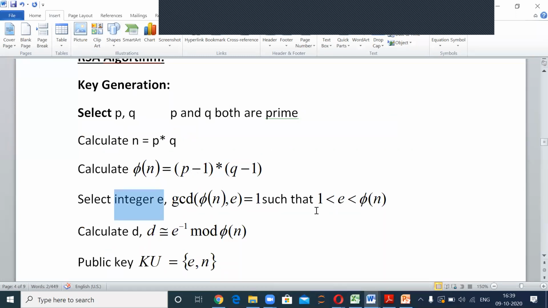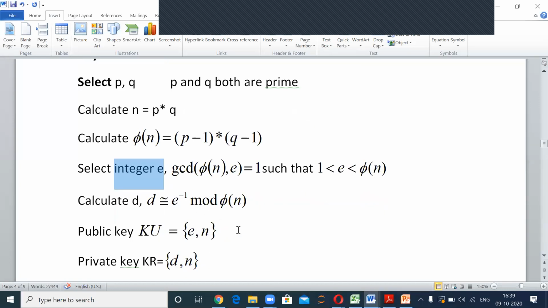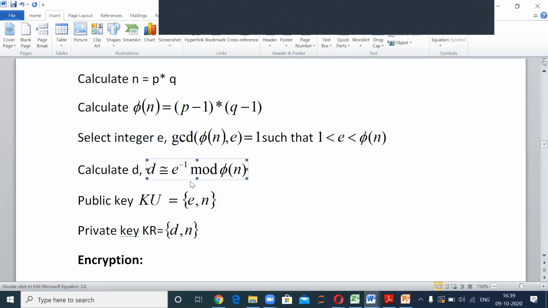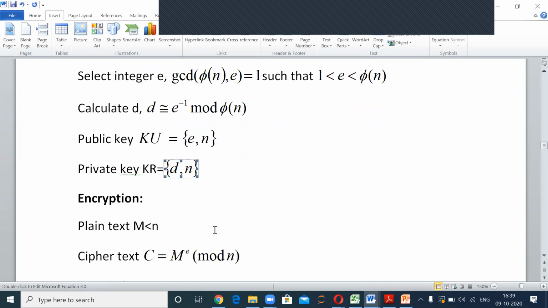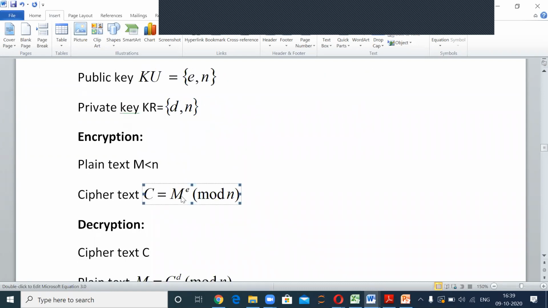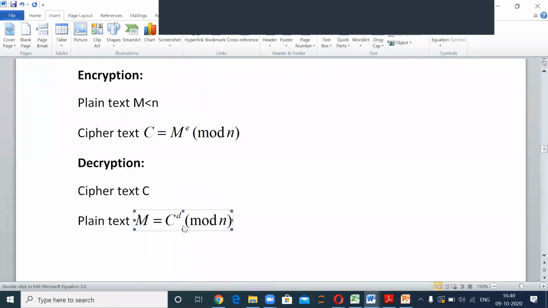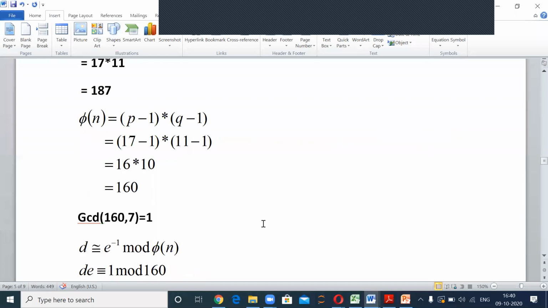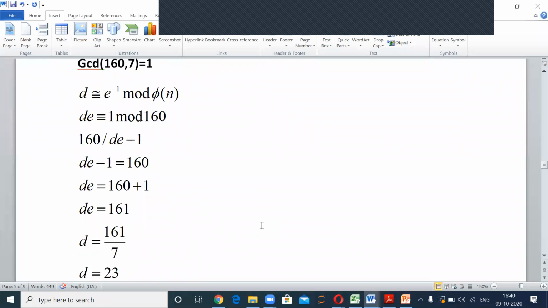That integer E is chosen between 1 and phi of N, and also the GCD of phi of N and E is 1. We can calculate D using this formula. These are the public key components and the private key components. Encryption is calculated using the formula C equals M power E mod n. Decryption is calculated using the formula M equals C power D mod n. This is a brief overview of the second unit.